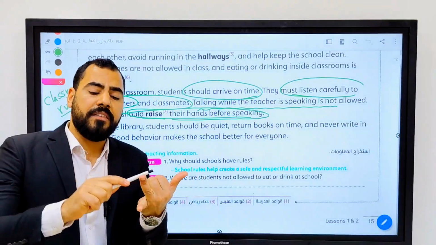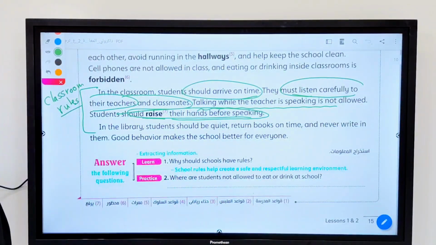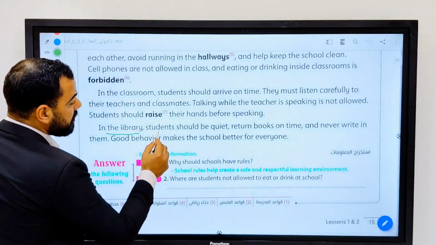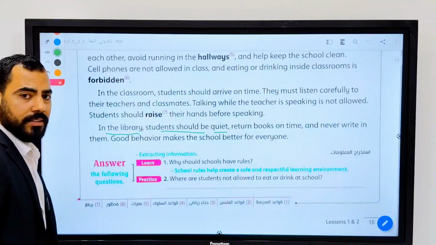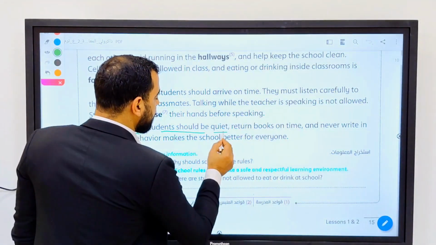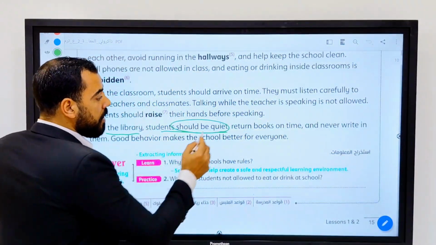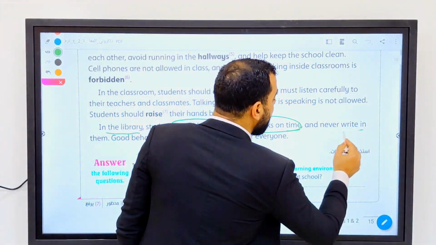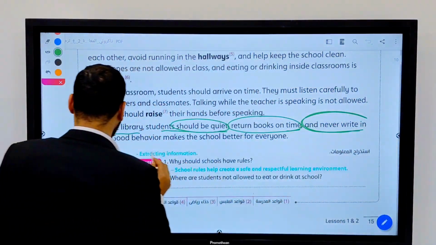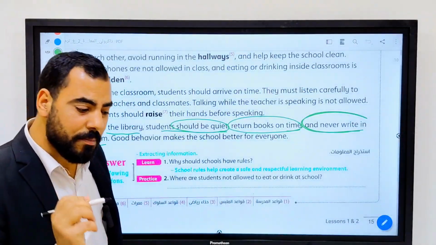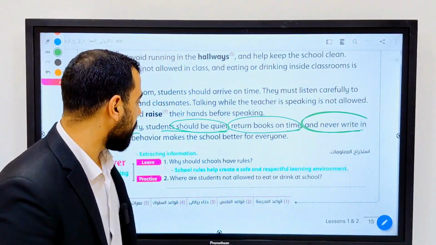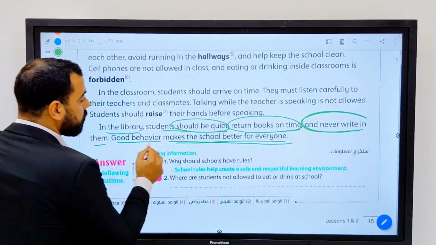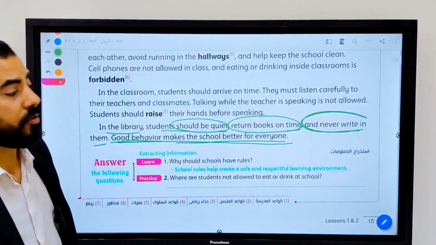Dress code, behavior rules, classroom rules. Okay, in the library, students should be quiet. Yes, this is number 1 in the library. Return books on time, and never write in them. You can't write in the books from the library. Good behavior makes the students better and makes the school better for everyone.